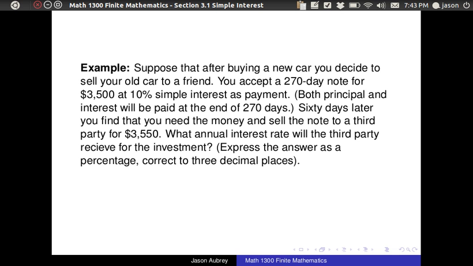All right. Now, some interest is already accrued. You sell the note for $3,550. Okay. The question then is, what annual interest rate does the third party receive for the investment? All right. So the third party is actually not going to get 10% simple interest. He's going to get a little bit more, a little bit less. We'll see why.